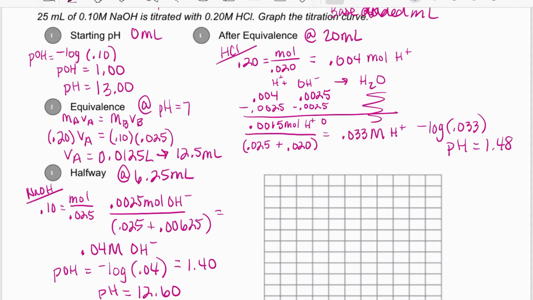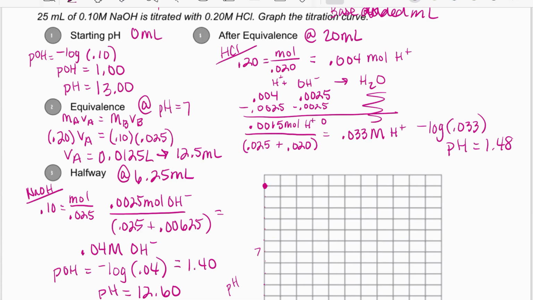So now I have all 4 points. So 1, 2, 3, 4, 5, 6, 7, and 2, 4, 6, 8, 10, and 20. Okay, so my starting point is at 0 milliliters of acid. So this is my pH. This is my acid added in milliliters this time instead of a base. I have 0 milliliters at 13. So 7, 8, 9, 10, 11, 12, 13. So that's my starting pH.